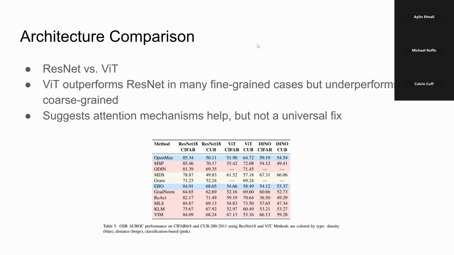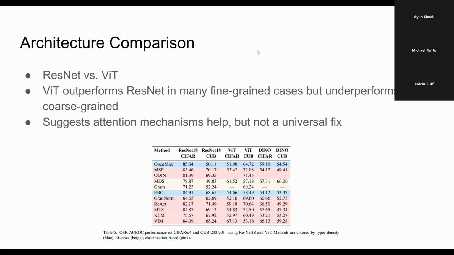After we experimented with changes to the training process, we thought that changing the underlying backbone might also improve our results. So we swapped our ResNet backbone for a vision transformer backbone, and we found that the ViT did perform better than the ResNet on the fine-grained benchmark. But what surprised us is that the vision transformer would then perform worse on the coarse-grained benchmark when compared to the vision transformer on the fine-grained benchmark.